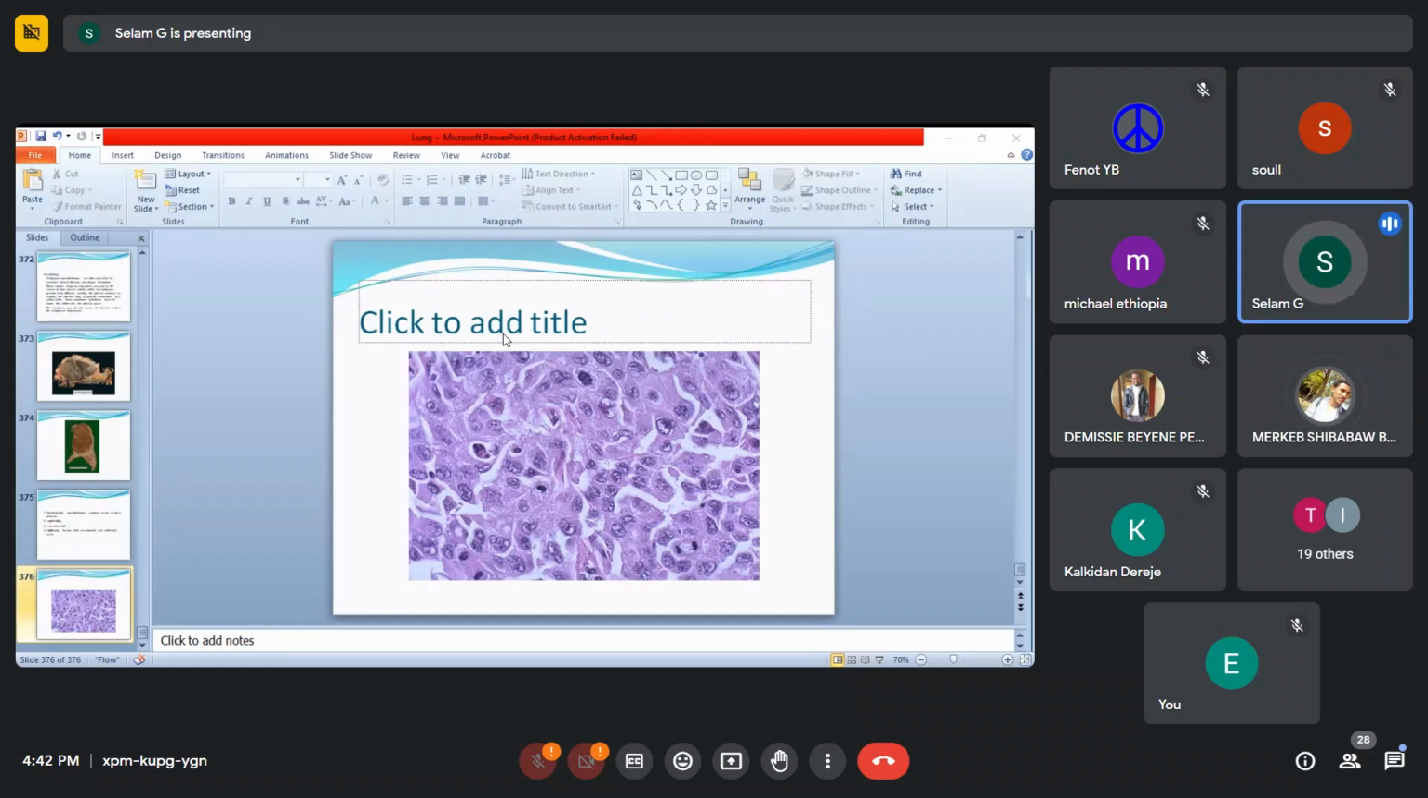The worst type of lung tumor with the worst prognosis is small cell lung carcinoma. Small cell lung, see.